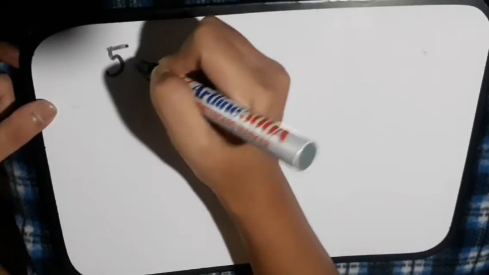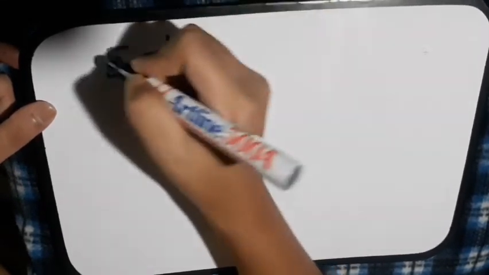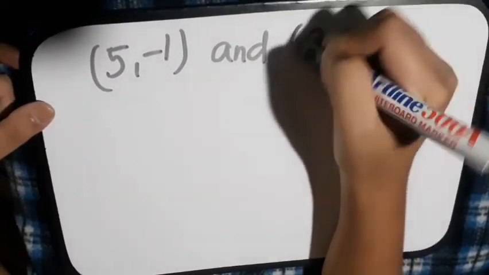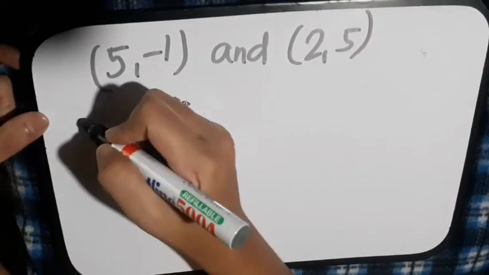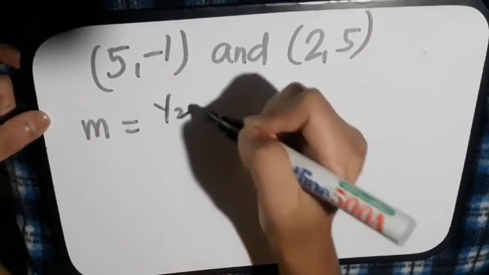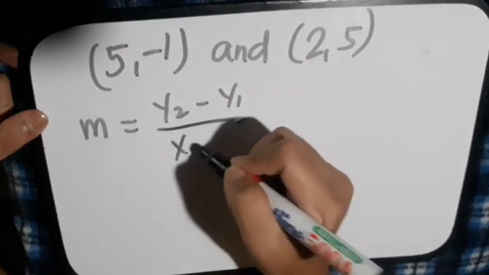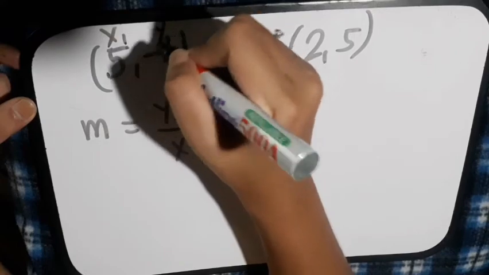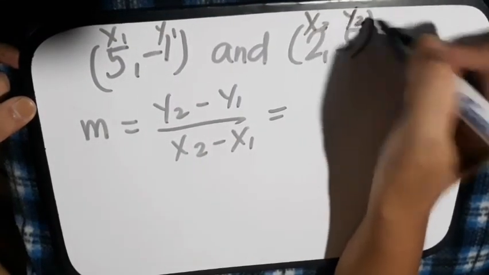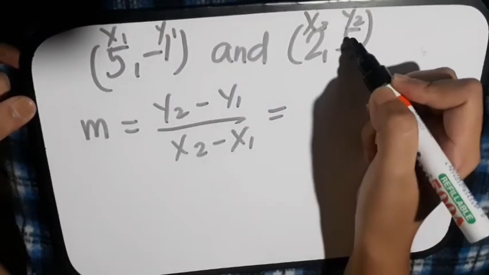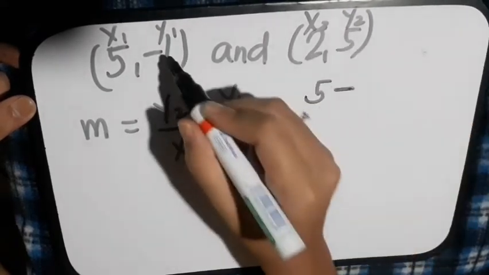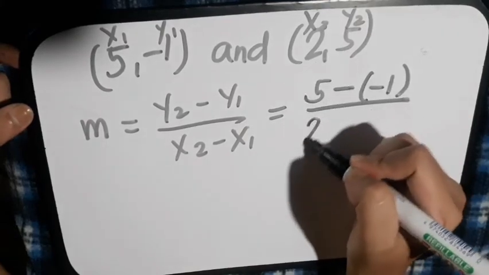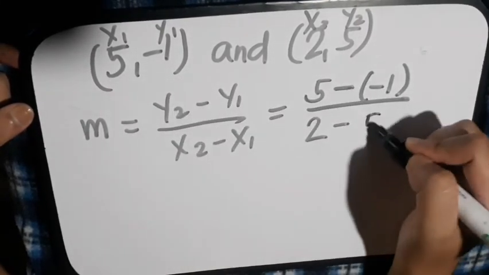Let's say we have 5, negative 1, and 2, 5. Okay, write the formula. M is equal to y sub 2 minus y sub 1 over x sub 2 minus x sub 1. Then name the points x sub 1, y sub 1, x sub 2, y sub 2. Substitute. So y sub 2 is equal to 5 minus our y sub 1, which is negative 1, over our x sub 2, which is 2, minus our x sub 1, which is 5.